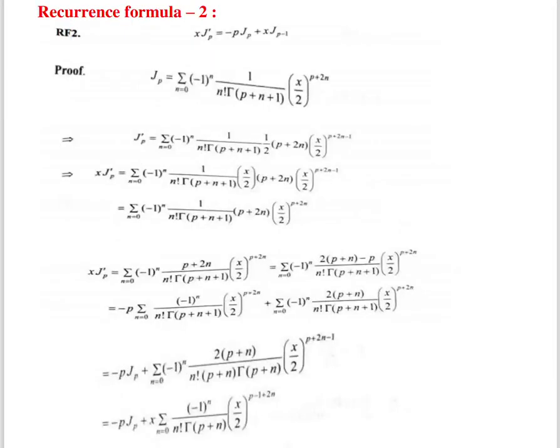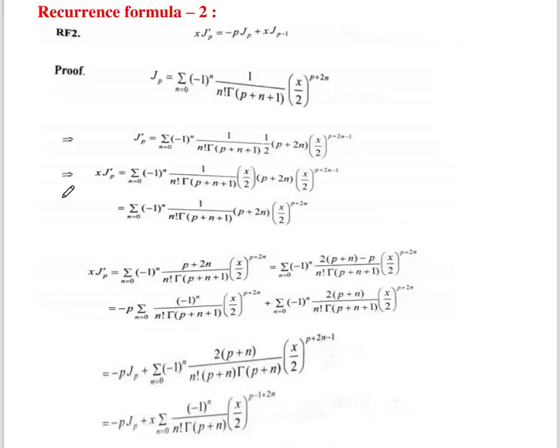What is the second recurrence formula? x J'p equals minus p Jp plus x J(p minus 1). Okay, similarly we can prove this formula. We know that this is the formula of Jp. So we differentiate with respect to x in a similar way. Taking differentiation with respect to x, we will get this step.